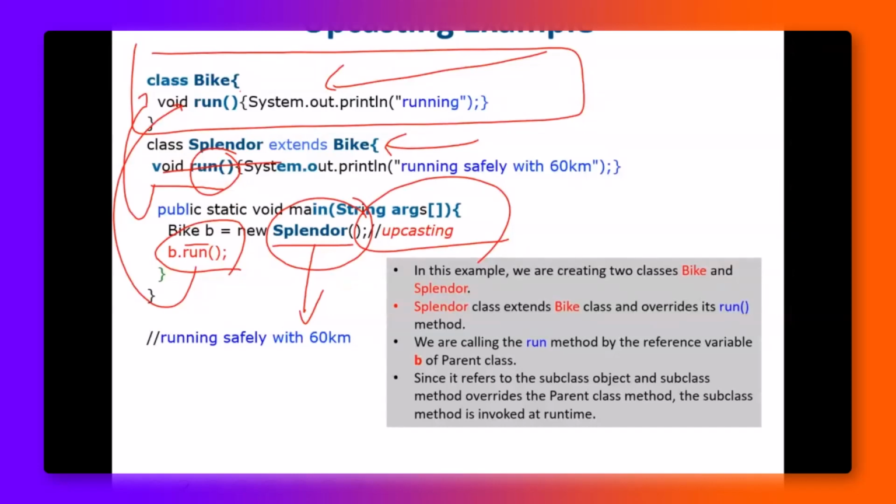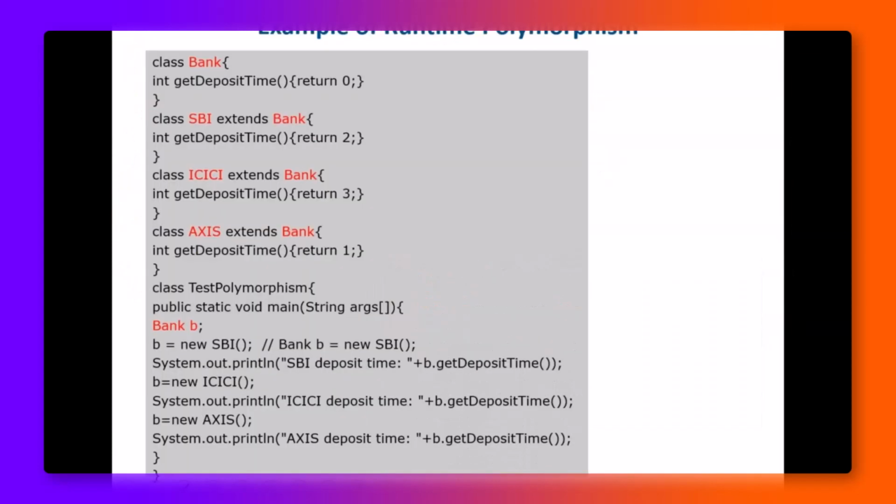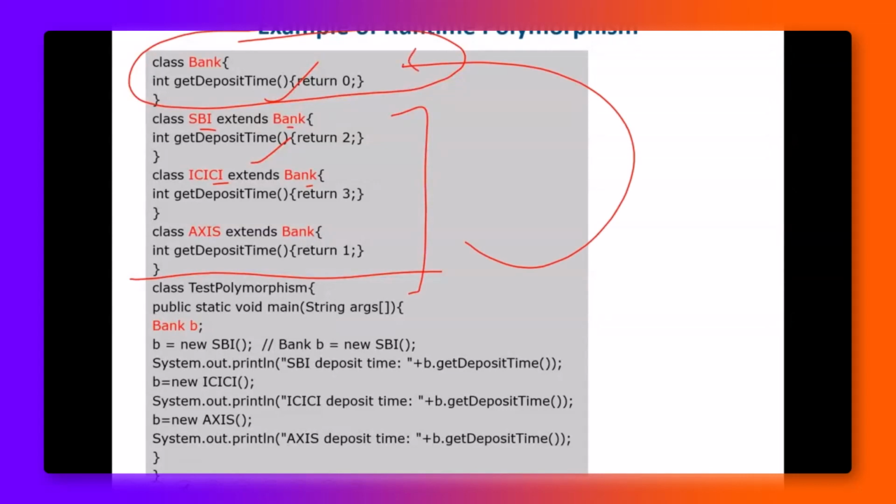Like toString. We did not override toString in the previous two examples. Right? We did not override it, but we have overridden animal sound and get area. So the one that has not been overridden will still be used as it is from the superclass. Okay. So another example of runtime polymorphism. This is a bank. Okay, one method, get deposit time. SBI extends bank, get deposit time. ICICI extends bank. All of those things are what? Are subclasses of the bank class.